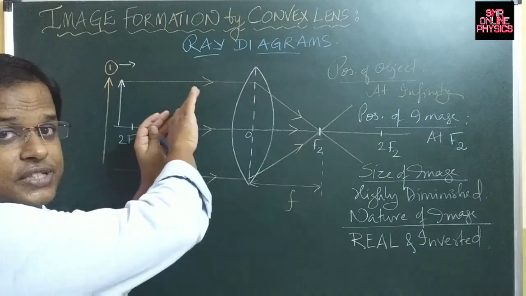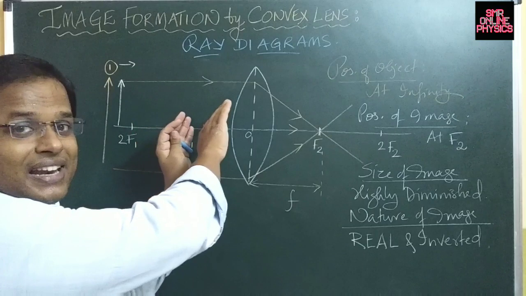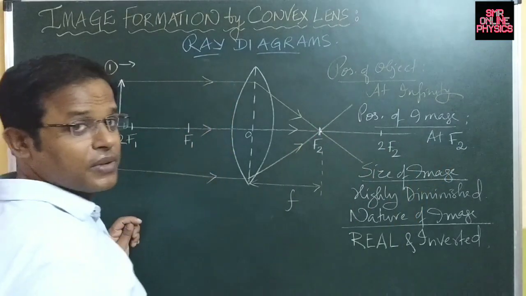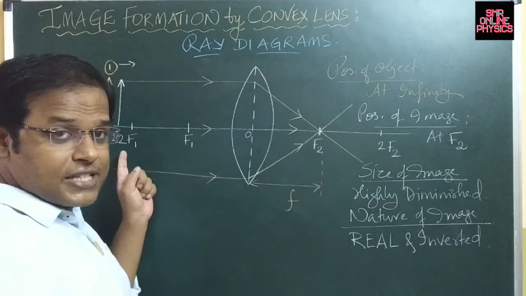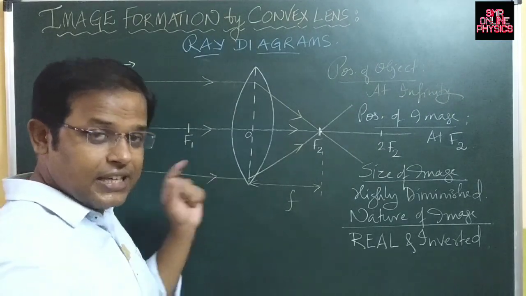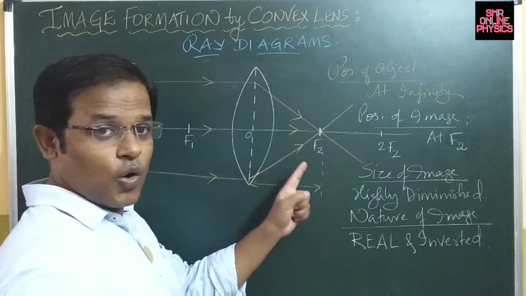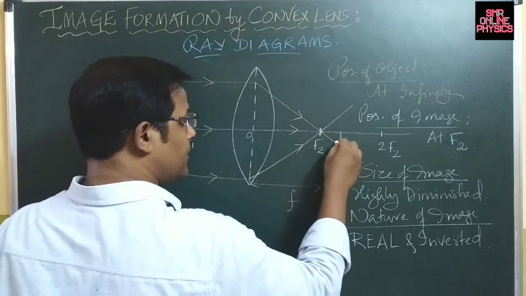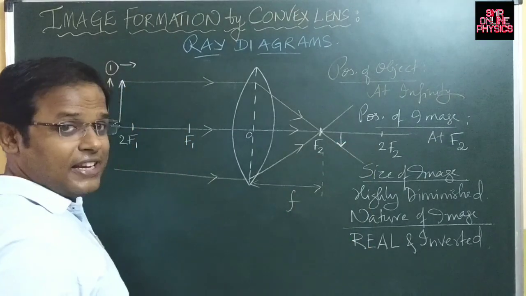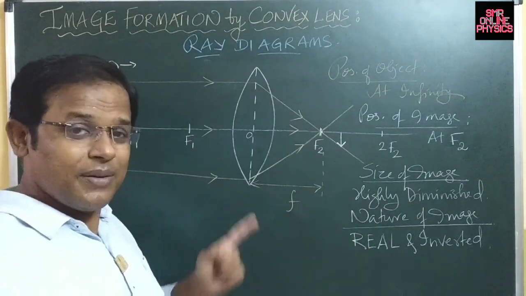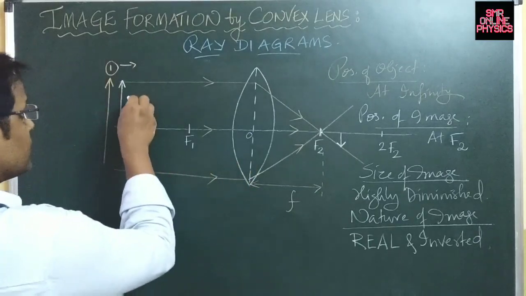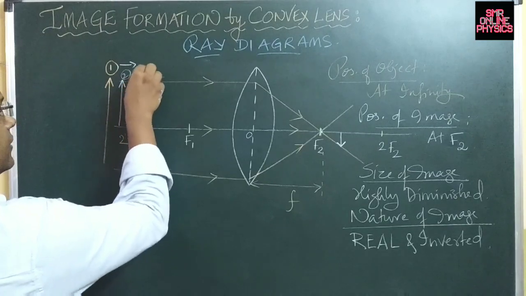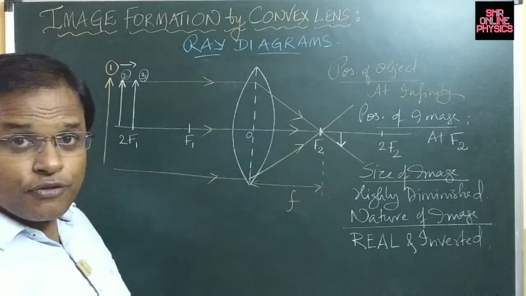As I shift towards the lens, as the object shifts towards the lens, the image will start moving away from the lens. The object distance goes on decreasing, the image distance will go on increasing. So if I'm here, the image probably may be here. That is inverted, real, but still diminished. Now this is second.